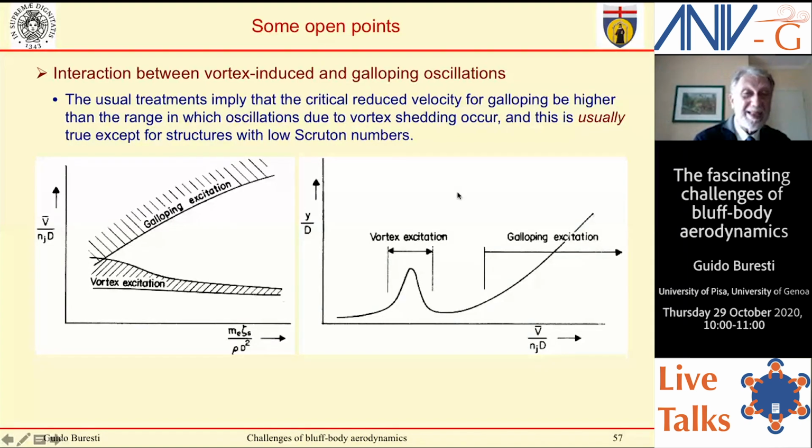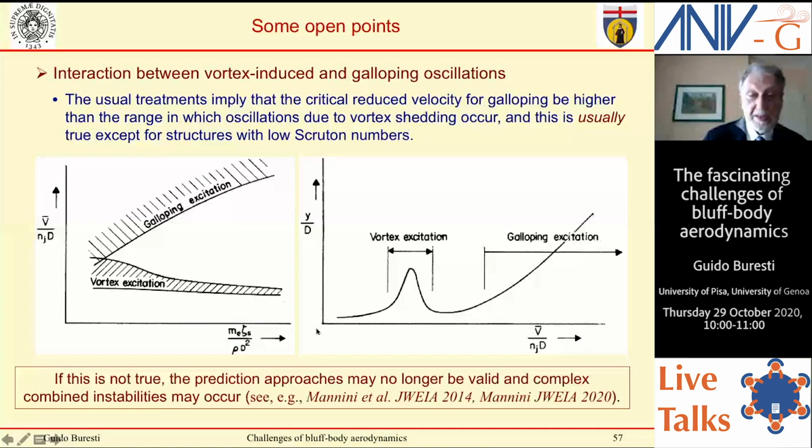This is usually true, except for low Scruton numbers, but actually there may occur problems, for instance, for bodies of particular shape, like rectangular cylinders with a 1.5 ratio between the sides, as Manini has shown very recently, and the group of Florence has shown very recently. So this is a problem, because what they found is that you get galloping starting at the same velocity at which you expect the response to vortex shedding. That is a very difficult condition to predict. You cannot easily predict this.